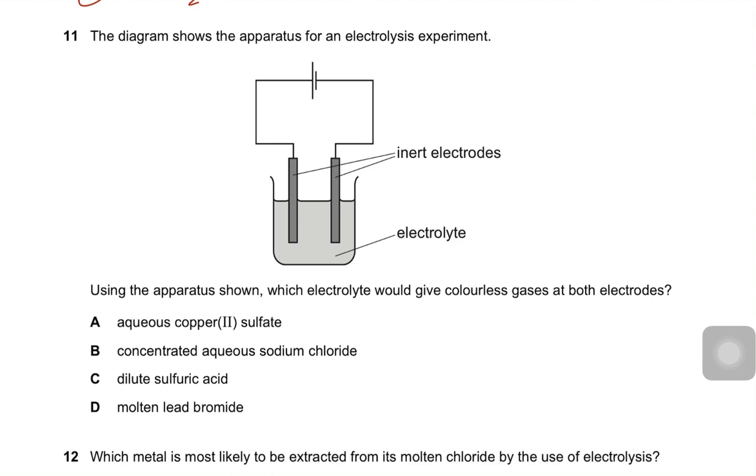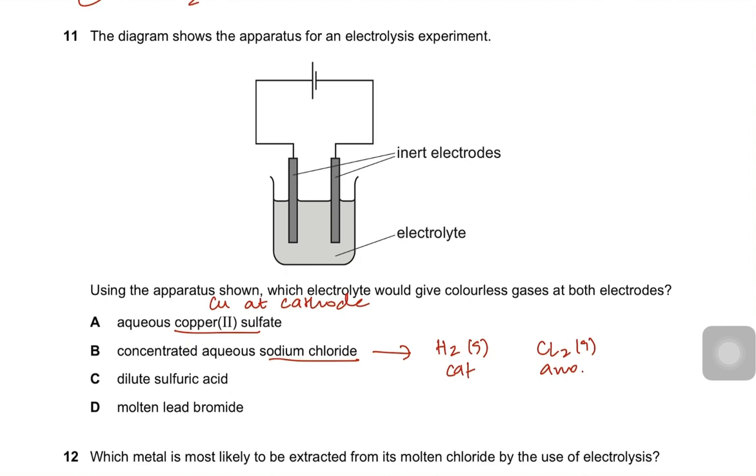If you were doing copper sulfate, you would be getting copper at cathode because copper is lower than hydrogen in the reactivity series. So if it's aqueous copper, even though hydrogen ions are here, you would be getting copper at cathode, so not a colorless gas. Concentrated aqueous sodium chloride is going to give you hydrogen gas at cathode and chlorine gas at anode. Chlorine is not colorless, so it's still not colorless gases.